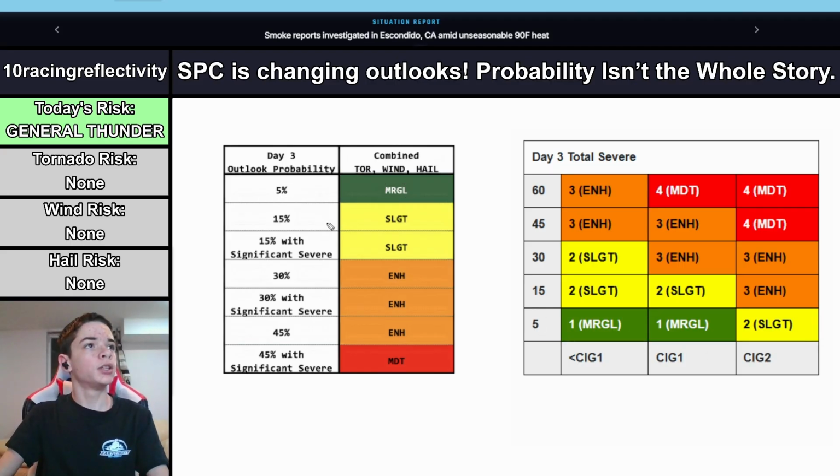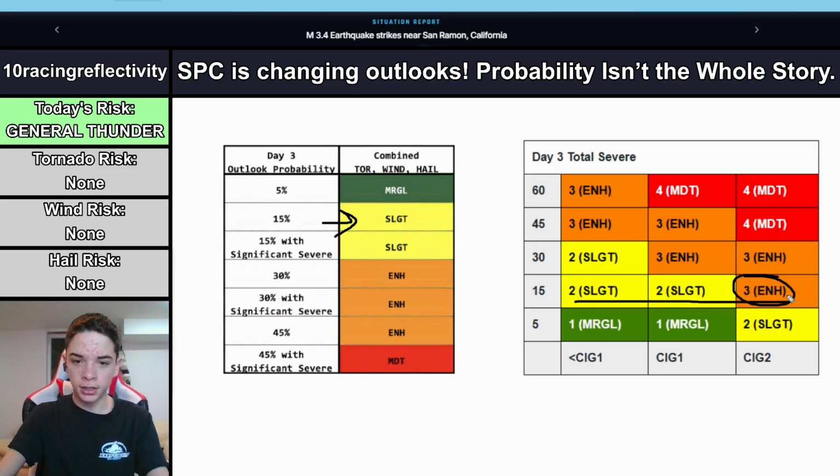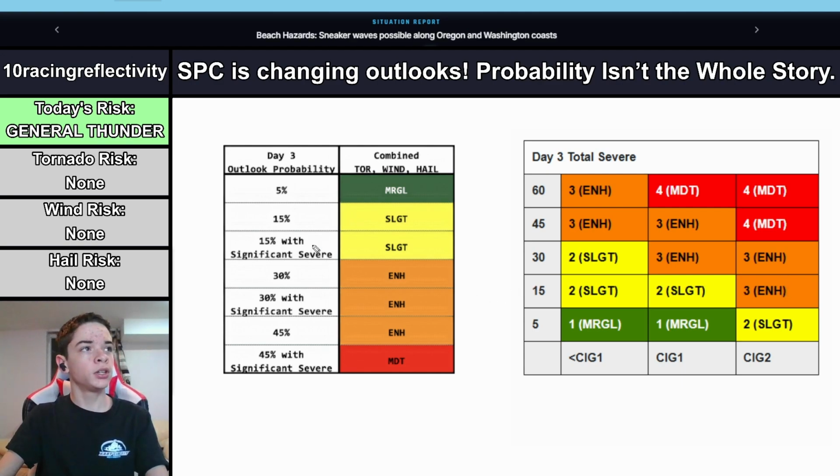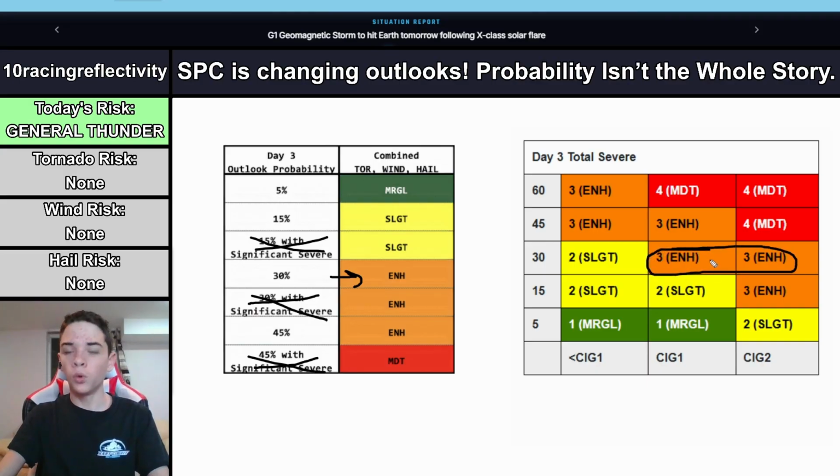For 15%, it would be a slight risk. Now, if you get to significant 2, you can have an enhanced risk with this. There is no significant severe, so we can cross this one off, same as this and this real quick. For 30%, it would be an enhanced, which we do see for significant or CIG 1 and 2, but for CIG less than 1, it would only be a slight risk.